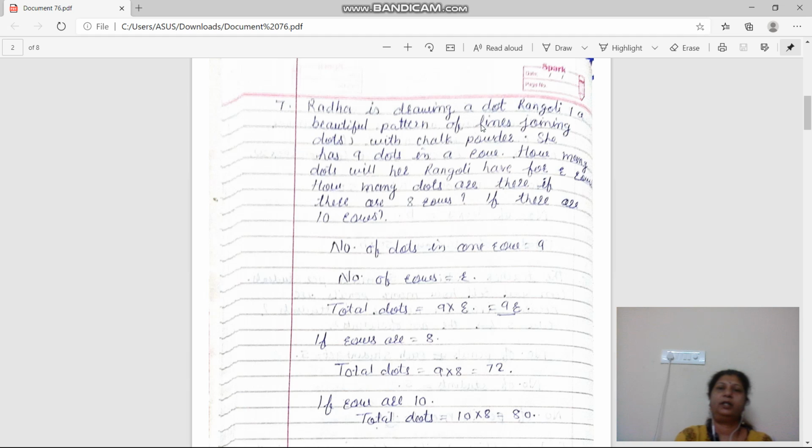Radha is drawing a dot rangoli, a beautiful pattern of lines joining dots with chalk powder. She has a dot line in a row. So how many dots will her rangoli have for r rows, and how many dots are there if there are 8 rows and if there are 10 rows?